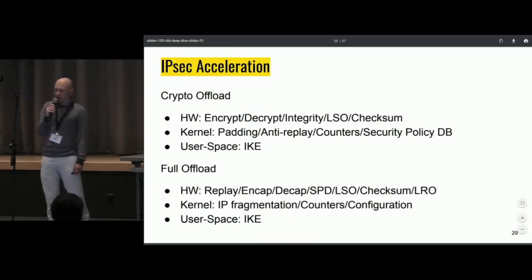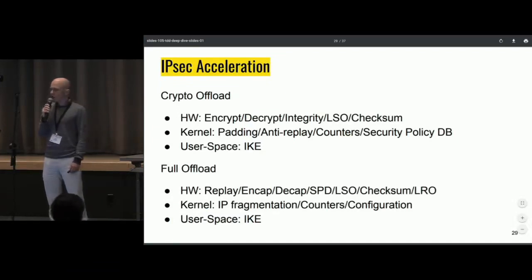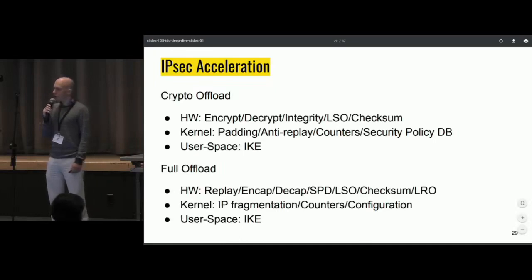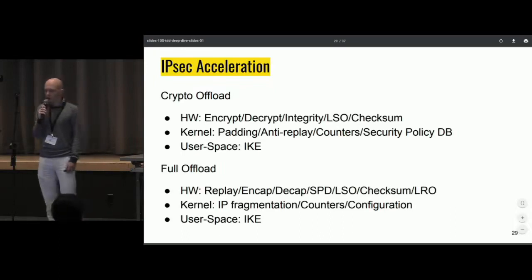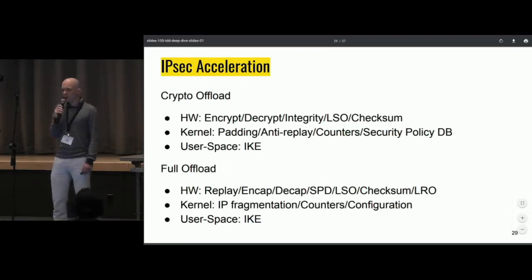IPsec acceleration follows a similar principle to TLS, in the sense that some parts are offloaded and some parts are not. And at this time we have two models for this. One is the crypto offload, which is very similar to what I described for TLS, in the sense that it is the host's responsibility to add the IPsec headers to the packet, but it does not perform the cryptographic operations, which are left to the card.